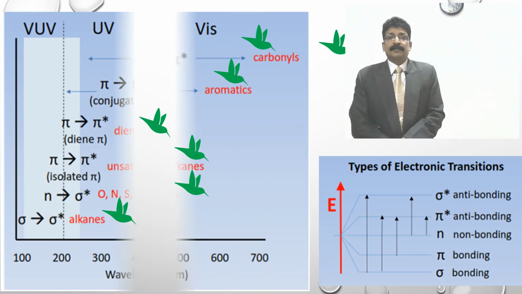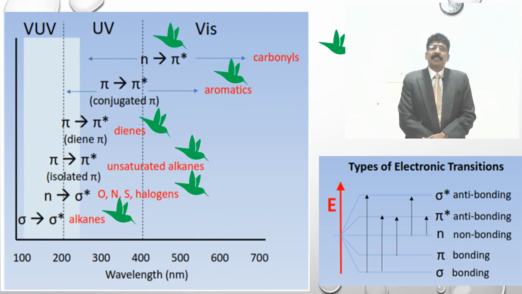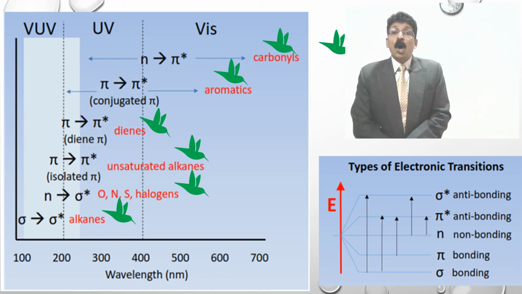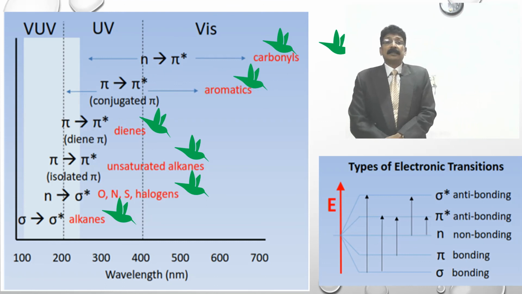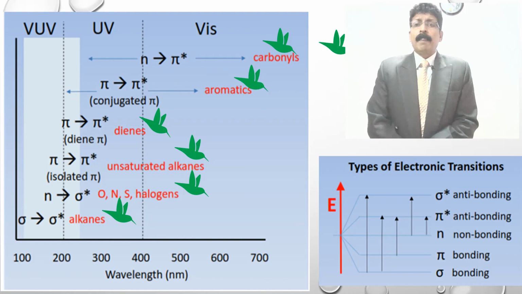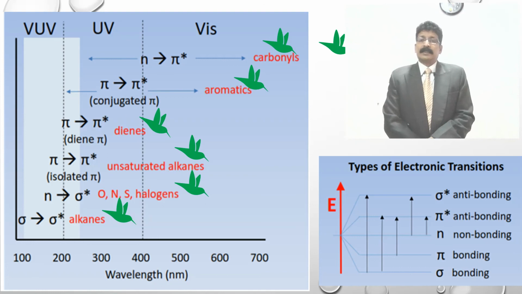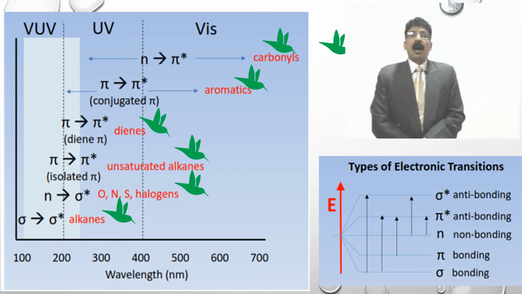So this is also a picture to show you about the n to pi star transition for carbonyl compounds, that means C double bond O: ketones, aldehydes, acids. These all come under n to pi star transition. Aromatics like benzene and naphthalene all have double bond systems inside the ring structure, a conjugated double bond system. So pi to pi star for aromatics.